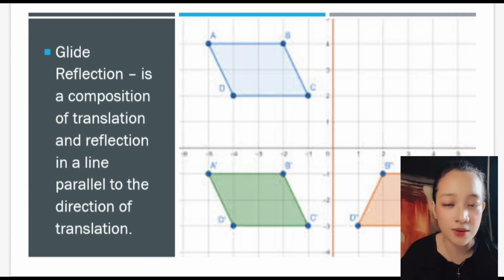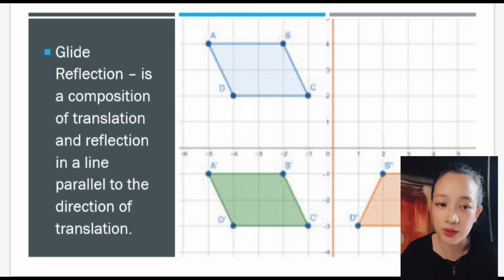Next, we have a glide reflection. It is a composition of translation and reflection in a line parallel to the direction of translation. It's just like a reflection, but it's in a parallel position.